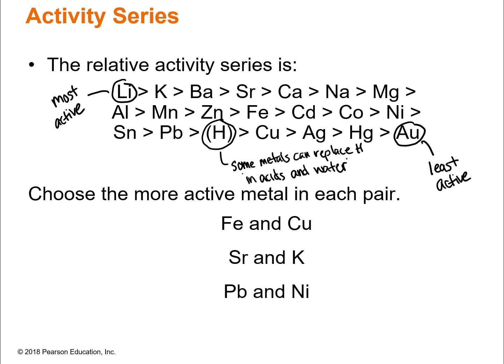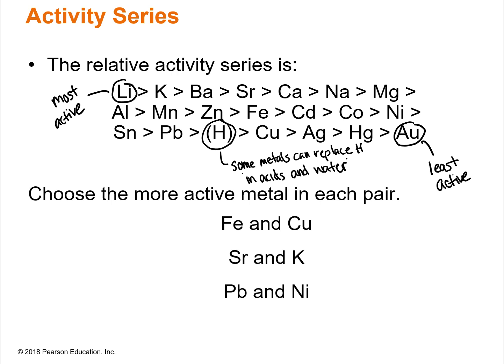But I do want to take a minute for you to practice using the activity series. So I've got 3 pairs of metals here. I want you to choose the more active metal in each pair. Again, if a metal comes before another metal, whichever one comes first, that's the one that's more active.